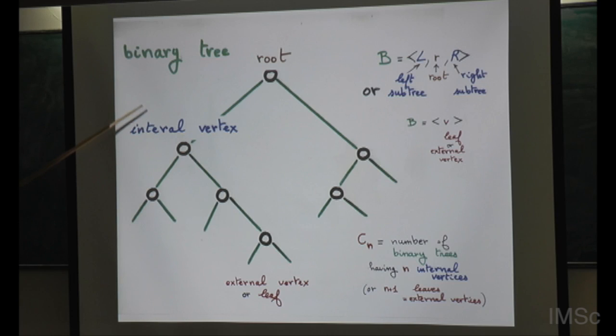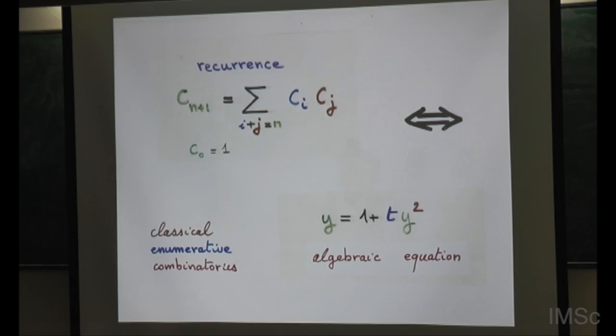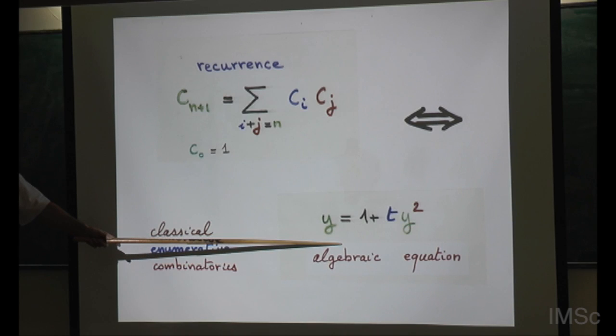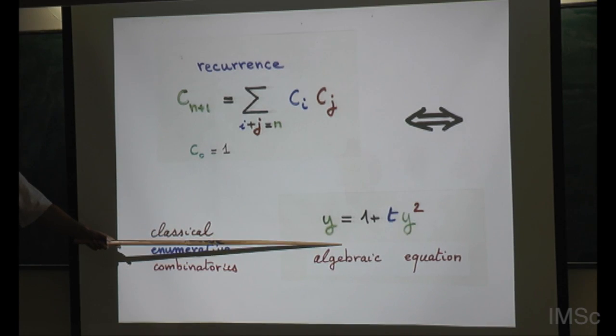So a binary tree is a triple: a left subtree, the root, and the right subtree. I want to count the Catalan numbers, that is, how many such binary trees there are with n internal vertices. We have seen the recurrence relation in classical combinatorics. Now that we have introduced formal power series, you can see this recurrence relation is equivalent to this algebraic equation.